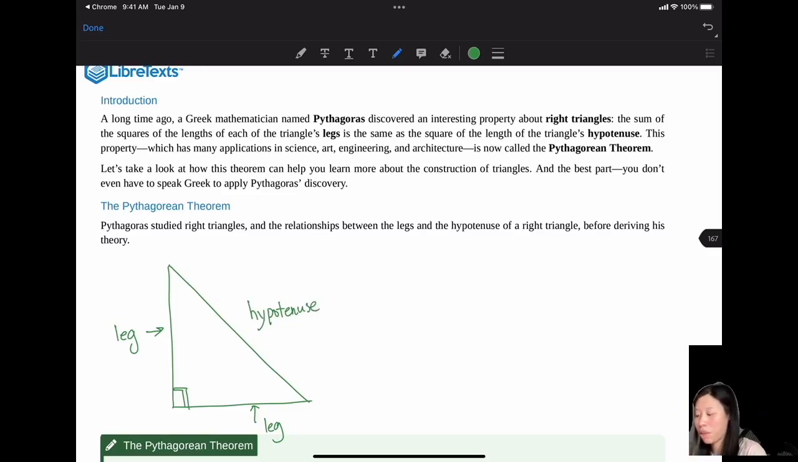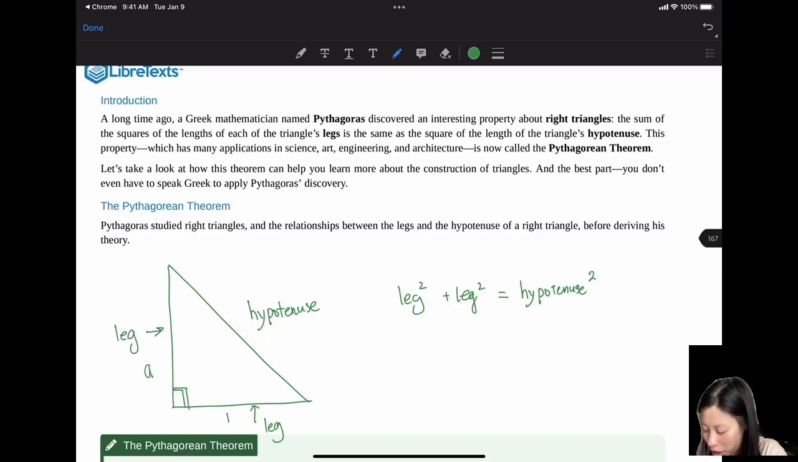So the Pythagorean theorem says that the sum of the squares of the lengths of each of the triangle's legs is the same as the square of the length of the triangle's hypotenuse. It's hard to understand. So basically it means one leg squared plus the other leg squared equals the hypotenuse squared. So this is the Pythagorean theorem.